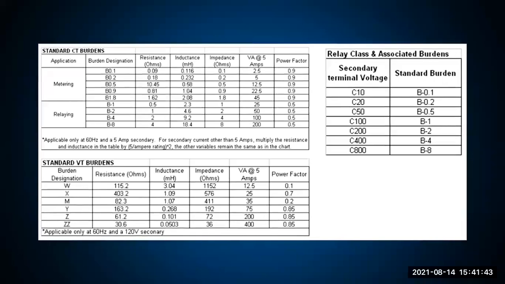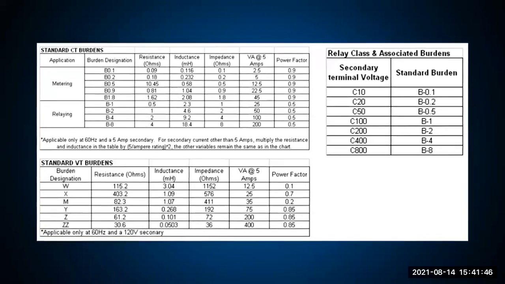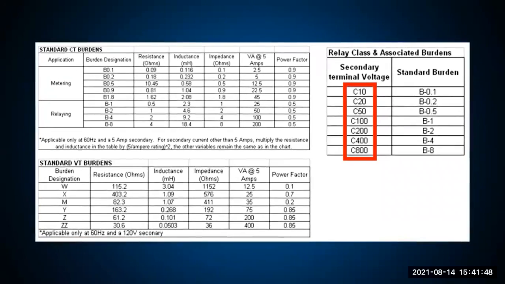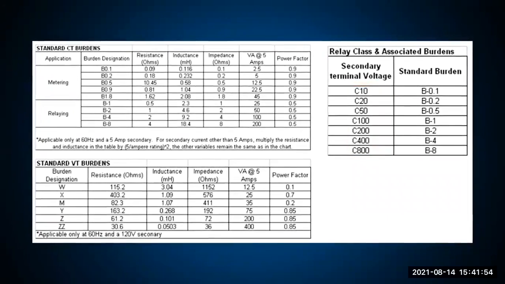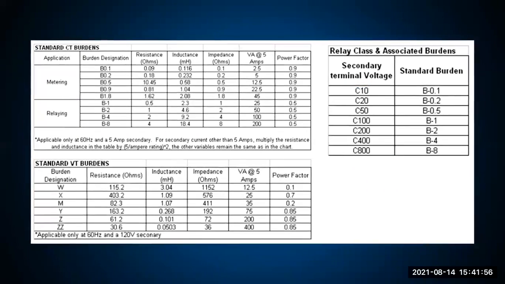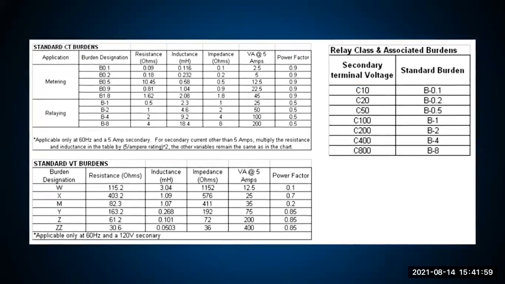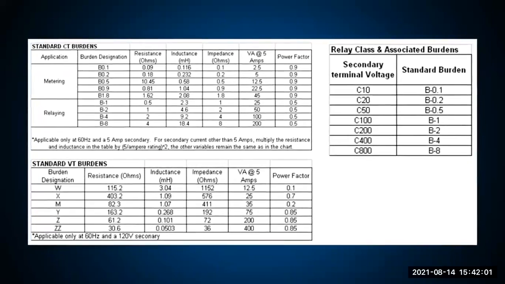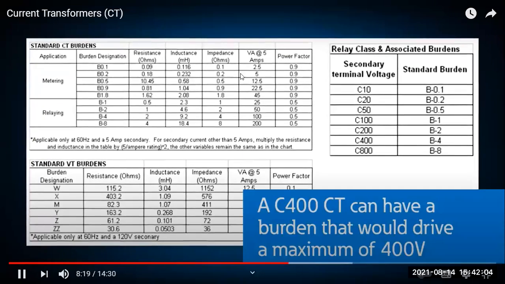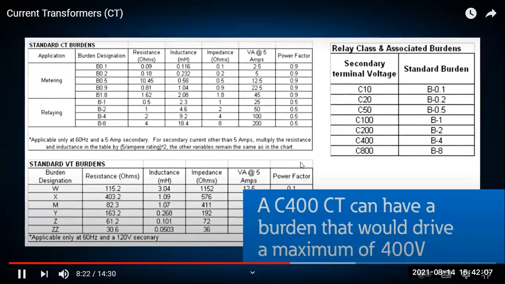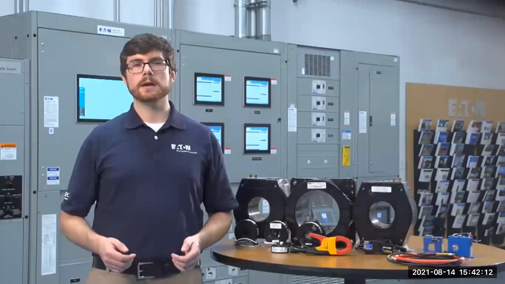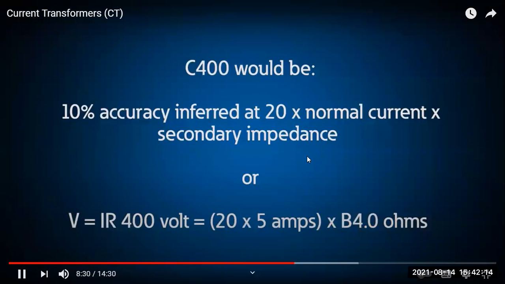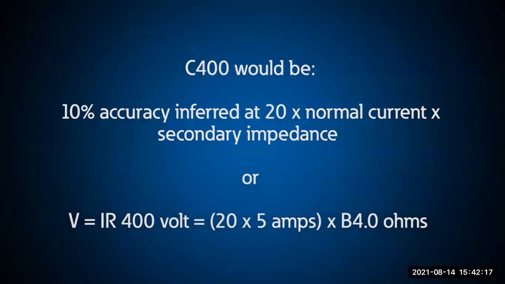A current transformer can have a range of ratings from C10 to C800, which is related to the secondary winding output voltage capabilities and VA rating of the CT. In simple terms, this means that a CT with a higher rating can sustain more burden on the secondary without saturating. For example, a C400 current transformer can have a burden that would drive a maximum of 400 volts. Based on these tables, a C400 would have an error of no larger than 10% at 20 times normal secondary current with a secondary burden of 4 ohms.